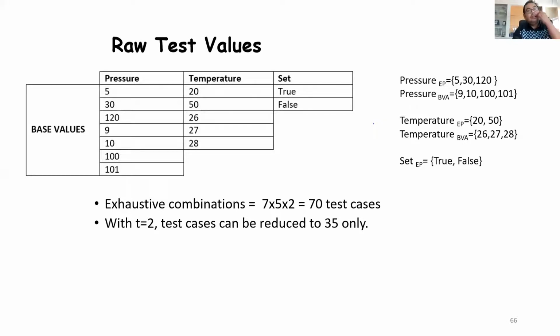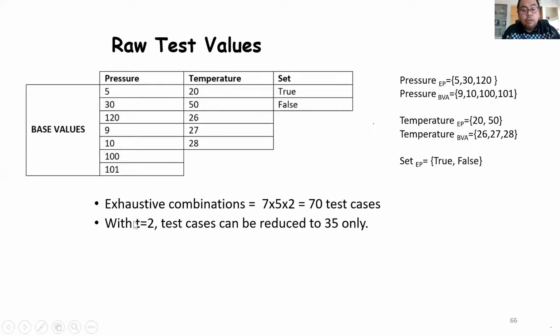Okay, yeah, these are the values for the power parameter. I can represent this in a covering array if I want to. Now, if I want to do exhaustive combination for this, I'm going to have 7 times 5 times 2, which is 70 test cases. So in other words, even though I'm using equivalence partitioning and boundary techniques in testing, you still have a lot of test cases to deal with.